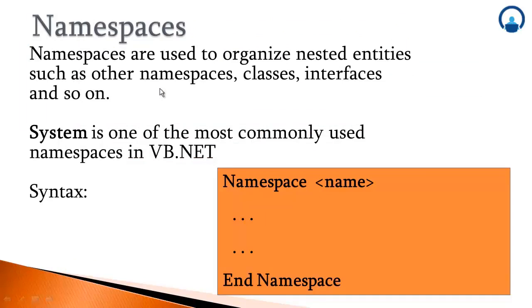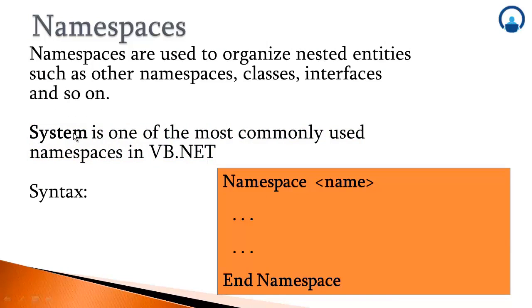Moving ahead, we come to namespaces. In VB.NET, class libraries are comprised of namespaces. Namespaces are used to organize nested entities such as other namespaces, classes, interfaces, and so on. Namespaces take care of the way in which program elements are exposed to other programs with the help of various access modifiers. Modules and classes are generally put inside namespaces. One of the most commonly used namespaces in VB.NET is System. A complete list of namespaces is given.